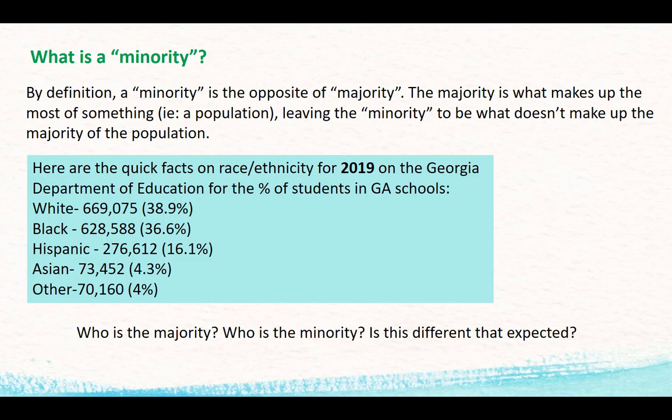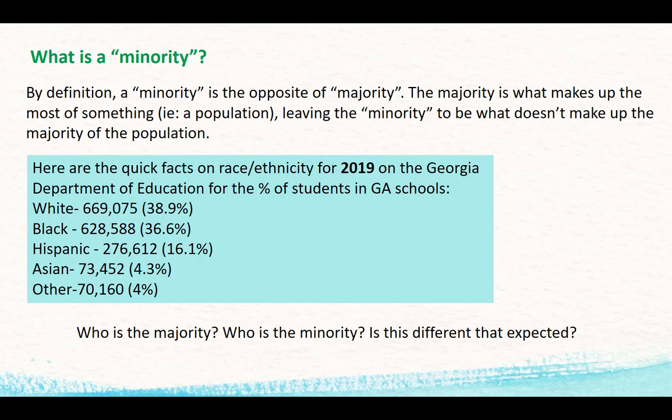In 2019, 36.6% of the students in Georgia were black. 16% were Hispanic, 4% were Asian, and then 4% were something other than the ones listed here. So does that align to what your thought of minority or majority is?